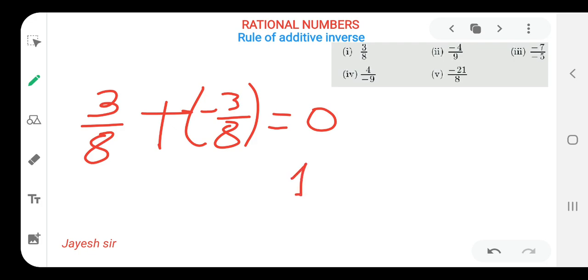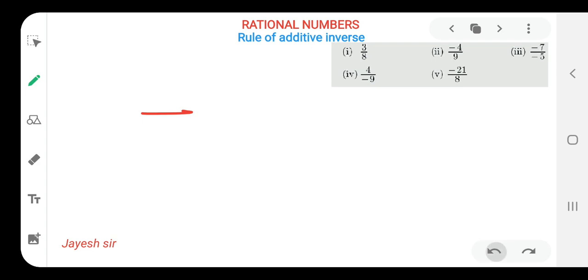I have 1 rupee. What should be added to 1 rupee to make it 0? I will add minus 1 rupee to make it 0. That's how the additive inverse rule works. I think all of you might have understood that. It's very simple. So let's start solving our first sum, that is 3 by 8.